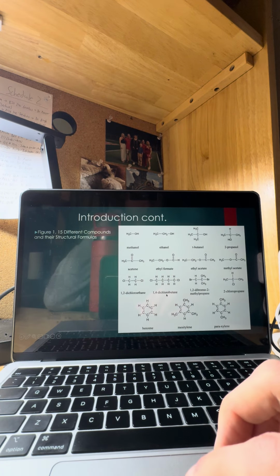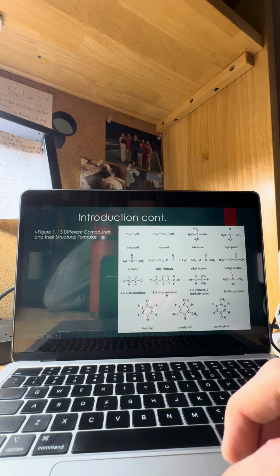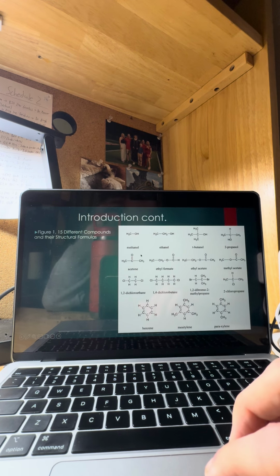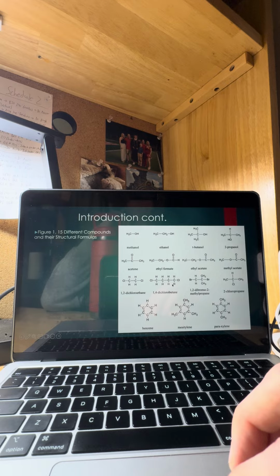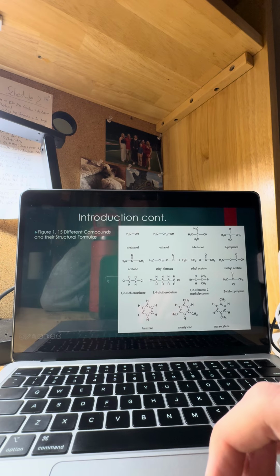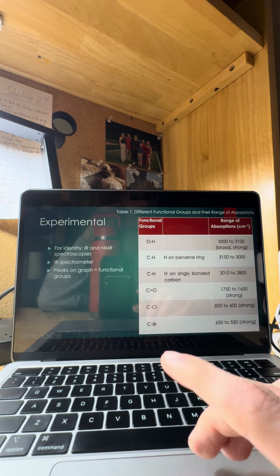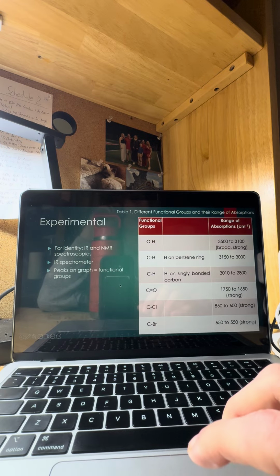So here in figure 1, there are 15 different compounds that could be our contaminant. And so their structural formulas are shown, and we're going to determine what the actual contaminant is by narrowing it down using IR and NMR spectroscopies. So for the identity, as I said, IR and NMR spectroscopies will be used.